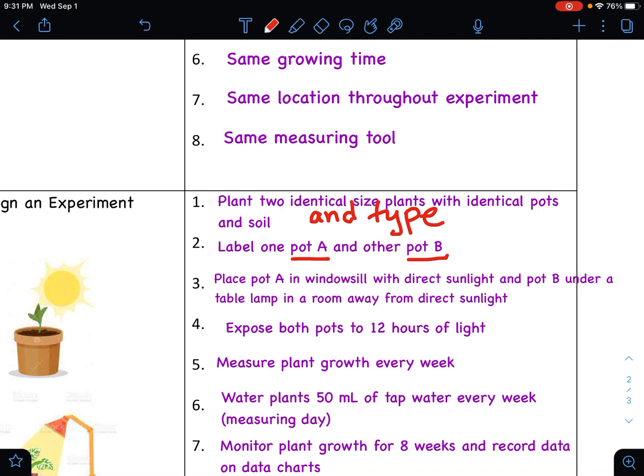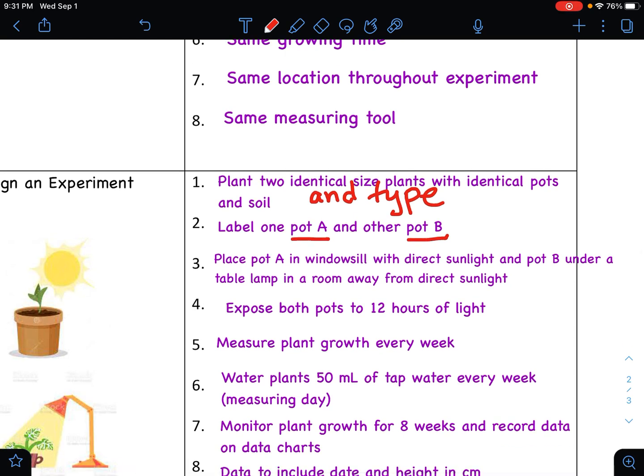All right, so you're going to have the same amount, right? So you're going to have to go in and shut that light off, or take that plant out of the windowsill, or close the blinds, so that indeed there are 12 hours of light with both types of light. Okay, so then we're going to measure the plant growth every week. All right, so how often are you going in there? You're going to go once a week. Okay, you're going to water the plants 50 milliliters of tap water every week during the measuring day.